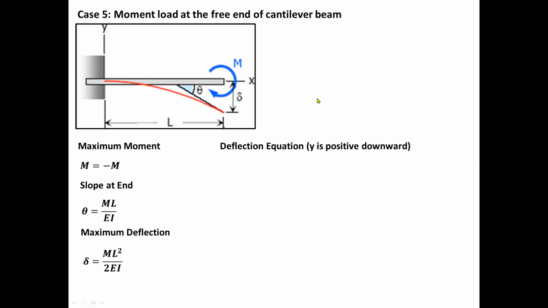Kabisadin ninyo yung mga figure at yung mga moment. Paano makakabisado? Mag-drawing kayo nang hindi nyo tinitingnan ang figure and then isulat ninyo yung mga moment and slope at N, maximum deflection, at saka yung deflection equation Y. Nang paulit-ulit, makakabisado ninyo yung mga yan. Okay, EIY is equals to Mx squared over 2.